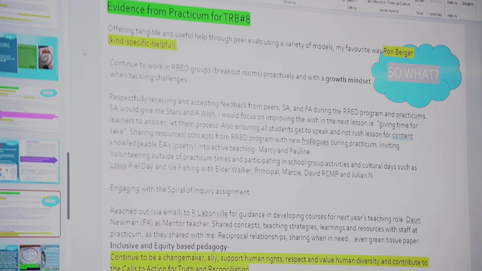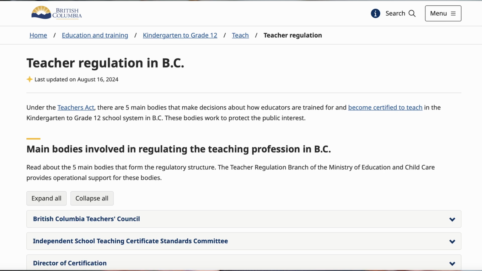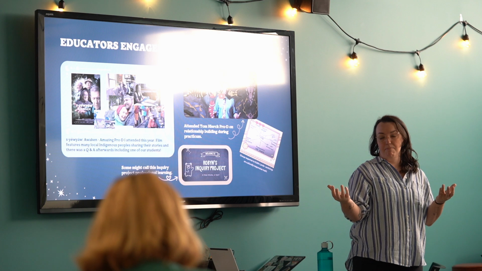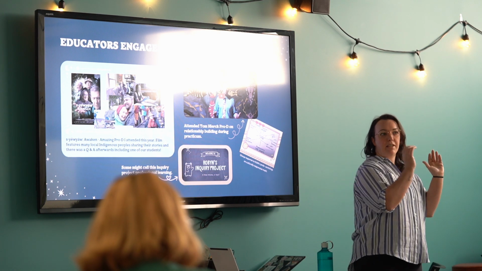There are 9 professional standards that teacher candidates have to meet in their teacher education program in order to become certified. The TRB is a branch of the Ministry of Education, part of the provincial government, that certifies teachers. Once our teacher candidates have met the standards, we recommend them for certification by the TRB.